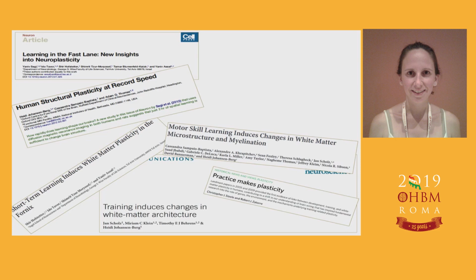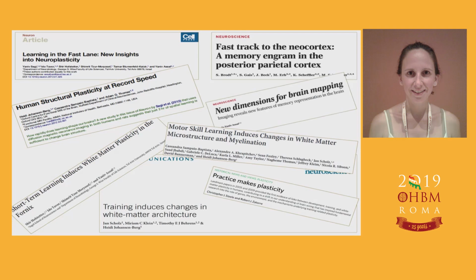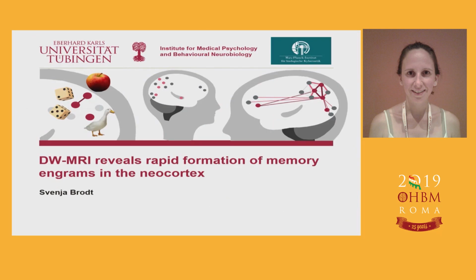And the other speakers of this symposium have then shown that you cannot only see this plasticity in white matter, but you can see very rapid plasticity over a single learning session in gray matter, in the hippocampus, and more recently also in the neocortex. And with that, without much further ado, I want to introduce our first speaker, Svenja Brodt, who is going to show how the diffusion MRI can actually reveal the rapid formation of memory engrams in the neocortex.